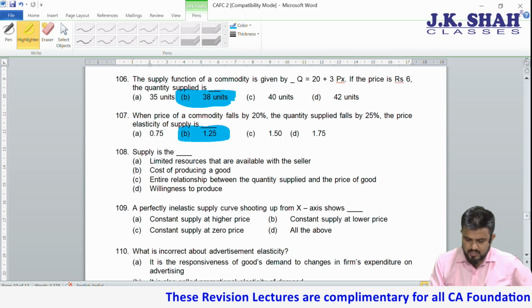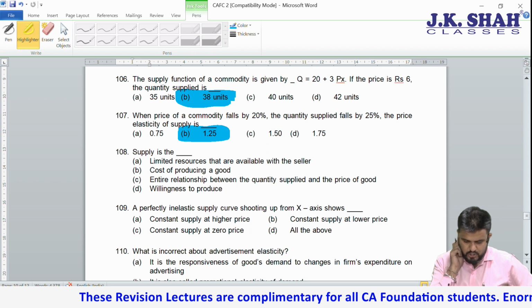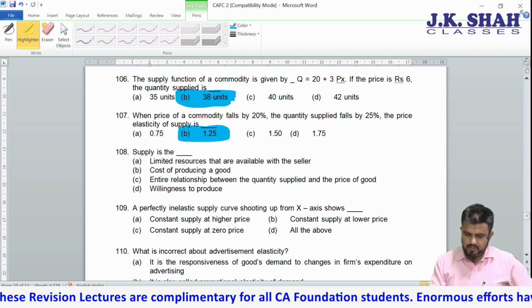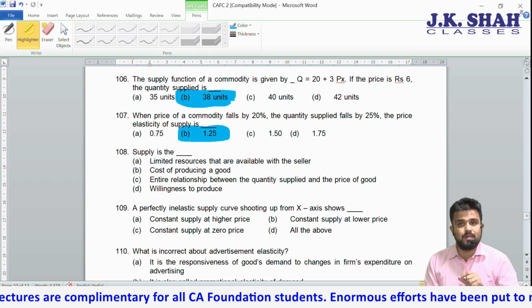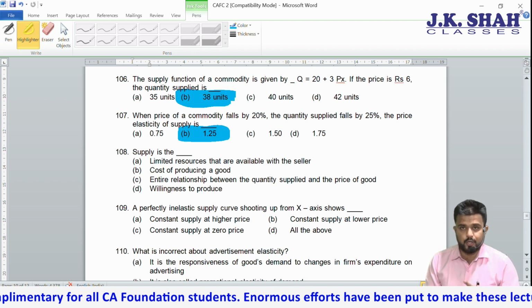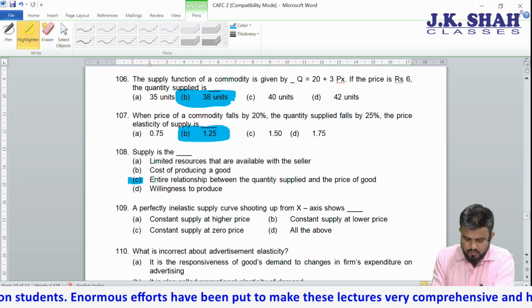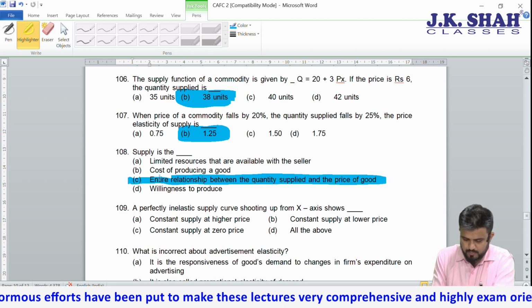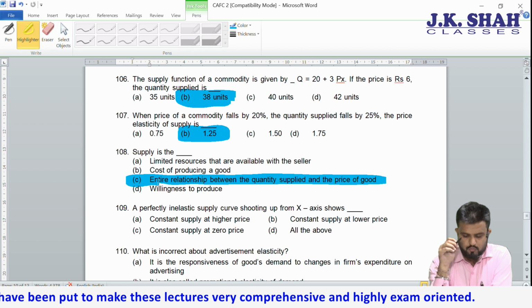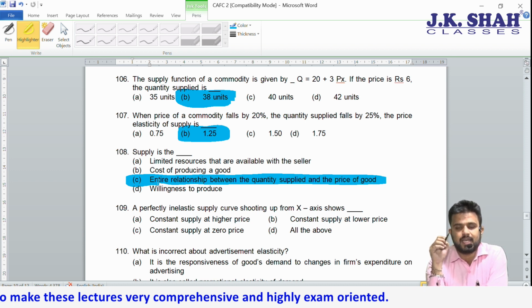Next, supply is dash. 108. Limited resource that are available with the seller? No. Cost of producing? No. Entire relationship between quantity supplied and the price of a commodity is the most appropriate answer. So for 108 it is C.